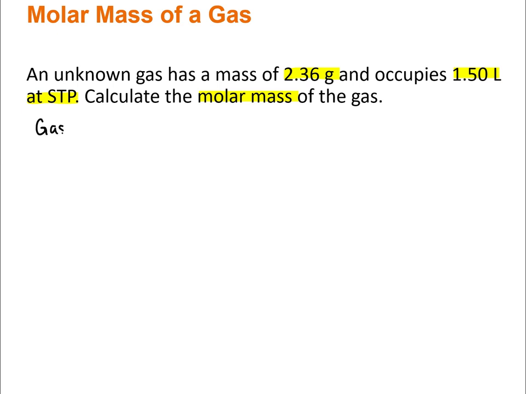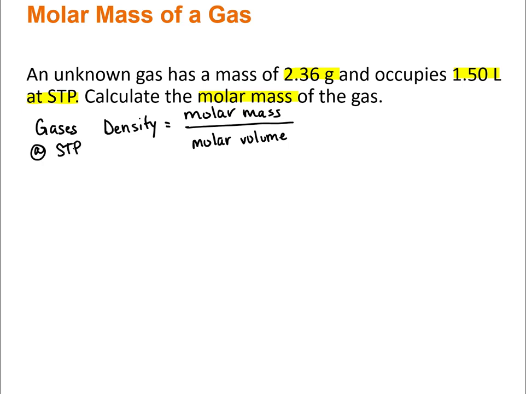We know that for gases, density is equal to the molar mass divided by the molar volume. And that's only at STP. But from chapter 2, we have another equation for density. Density is also equal to mass over volume. So when you have one of these unknown gas problems and you have to figure out the molar mass, you use the density equation here to figure out the density of the gas. That's the first step.